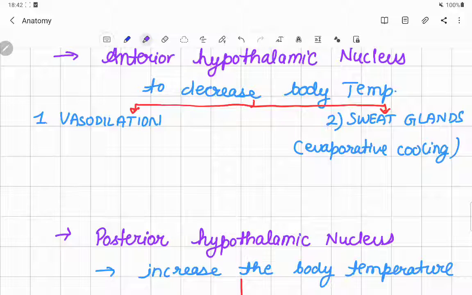It can decrease the temperature of the body in two ways. One is vasodilation and the second is through sweat glands, which produce evaporative cooling. If there is more sweat, there will be more evaporation from the surface of the body, which will generate cooling.